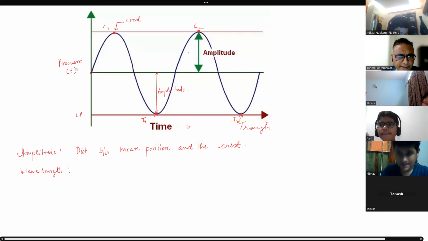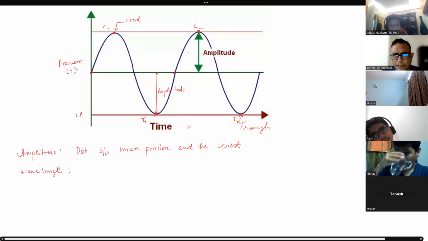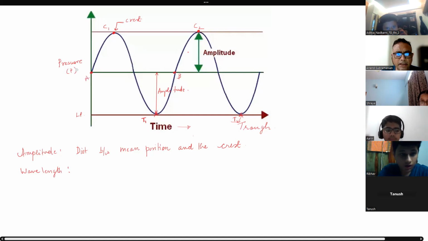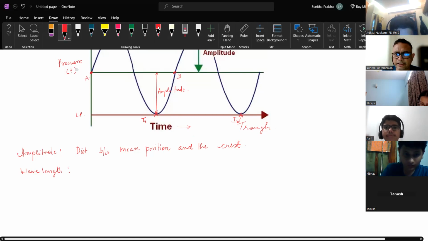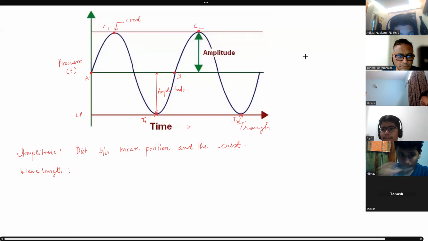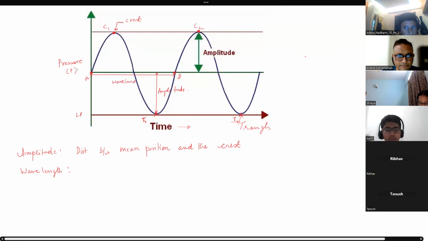Okay, this is like the starting point. This is like the ending point. So this distance between A and B is called wavelength. That is one definition. This entire thing is wavelength. So here I am writing: distance between start of wave and end of wave.